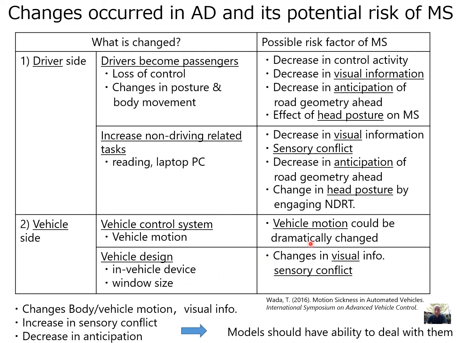The keywords of the risk factors are listed here: changes in the body or vehicle motion and the visual information, an increase in the sensory conflict, and a decrease in the anticipation. The computational model of motion sickness should have the ability to describe such phenomena, and I believe that some of them have already been included in the model.